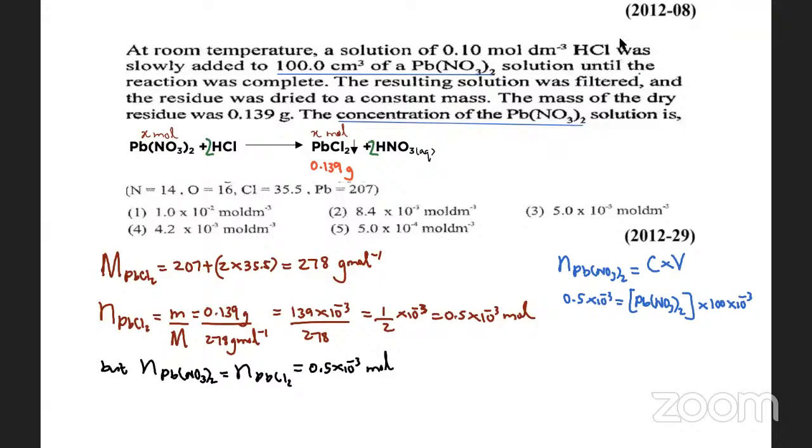10 to the power minus 3 will be cancelled out. And what is the lead nitrate concentration? Finally, it is 0.5 over 100. I'm getting 5 into 10 to the power minus 3. Anyone else who got it? Because this can be written as 5 over 1000, right, people? So it is 5 into 10 to the power minus 3 mole per decimeter cube.